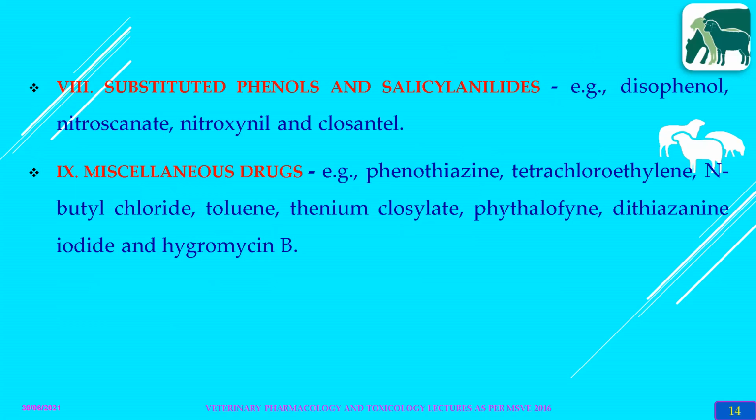Whereas the last category, or the ninth category, is the miscellaneous anthelmintics. Examples are phenothiazine, trichloroethylene, n-butyl chloride, toluene, thiamclosilate, thiolipine, dithiazanine iodide, and also hygromycin B. These are all the miscellaneous drugs which are effective against helminths.